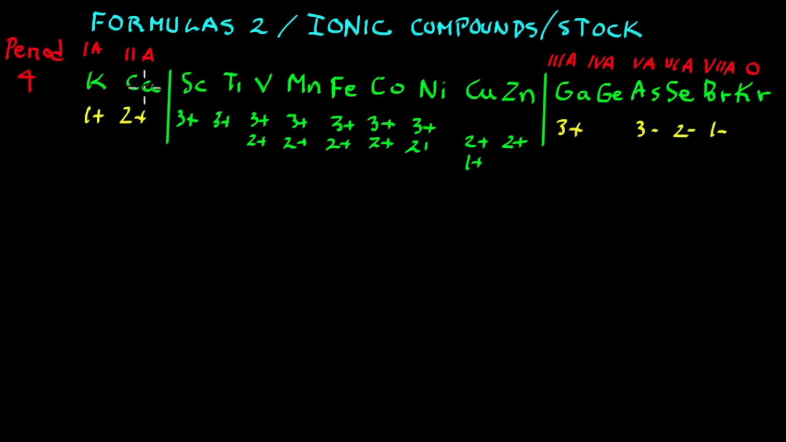The first thing I hope you see is you have the normal 1A, 2A through 7A. These elements form octets, 1 plus, 2 plus, 3 plus, 3 minus, 2 minus, 1 minus. But you have this group of 10 elements in the middle. These elements are called the transition elements, or the transition metals.